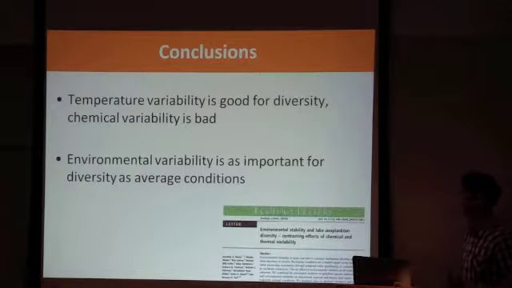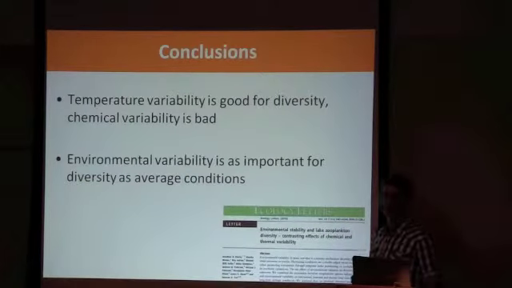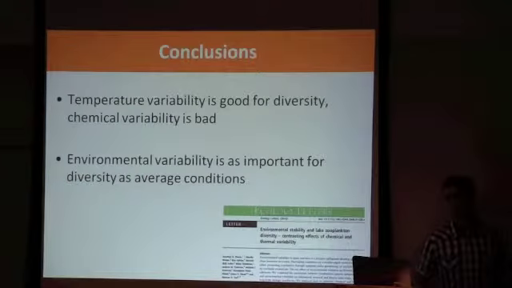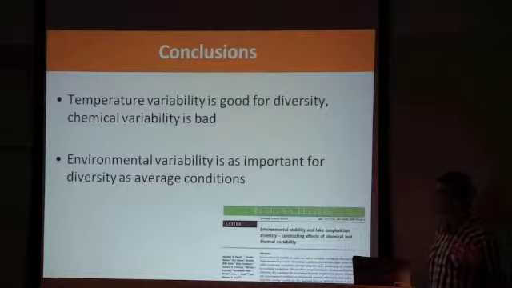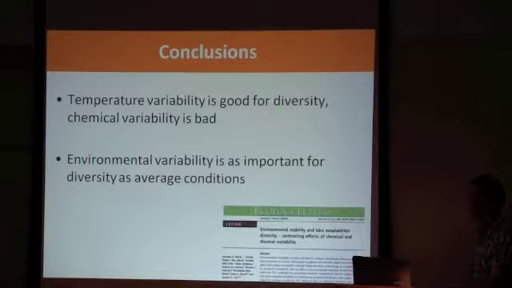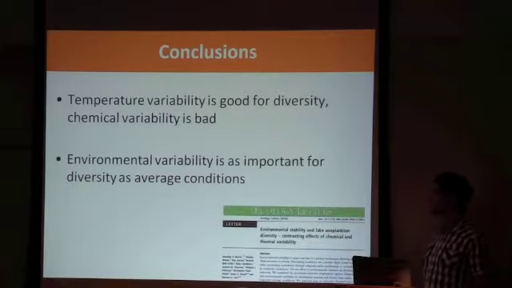So the conclusions from this section are that in general, temperature variability is good for diversity. Lakes that are more variable in temperature tend to support more species, whereas water chemistry variability tends generally to be bad for diversity. Lakes that are more variable in water chemistry tend to have fewer species in them. And there are a few reasons why we suspect this might be the case.